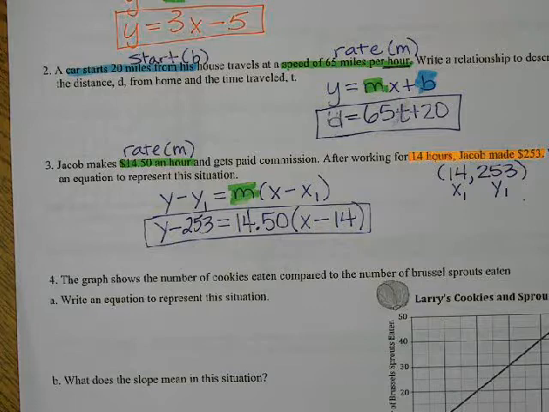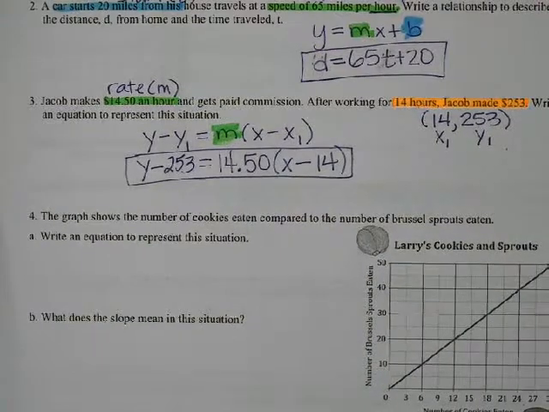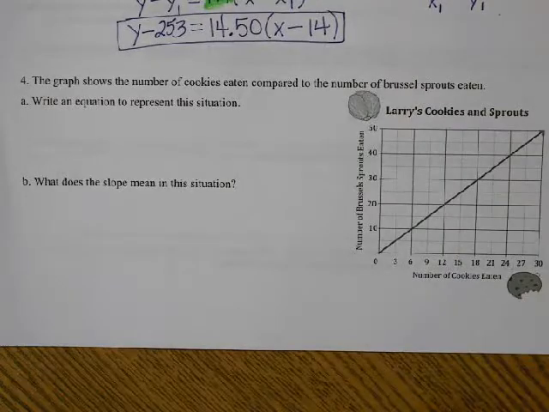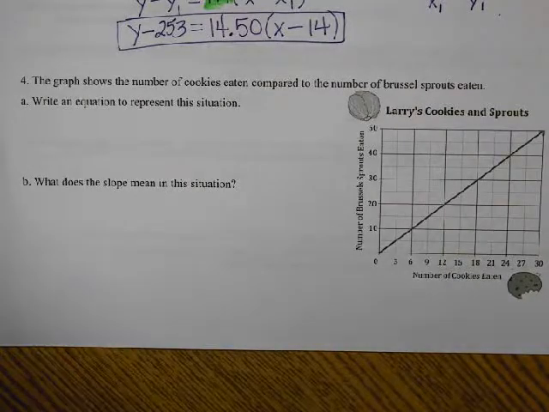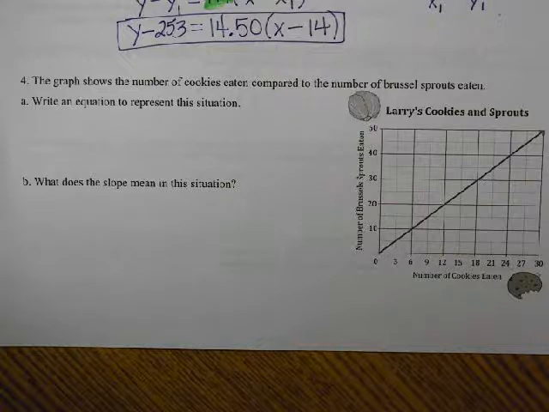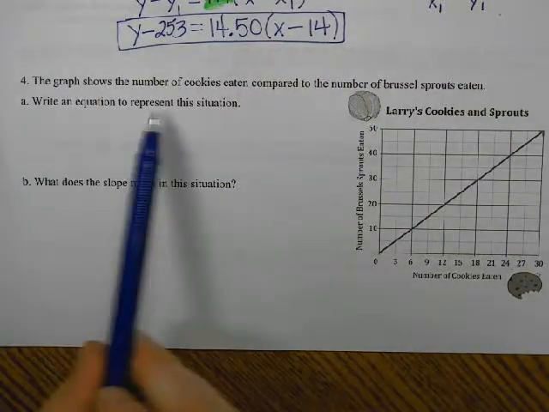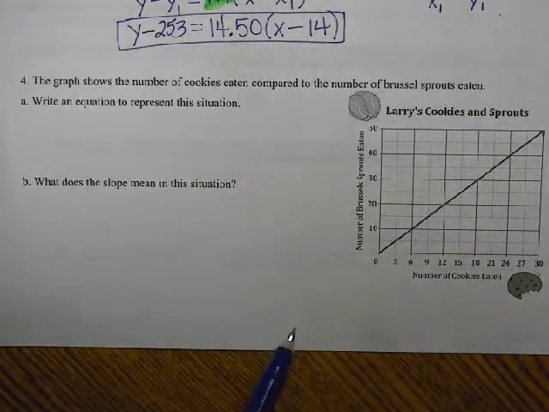All right, number 4. The graph shows the number of cookies eaten compared to the number of Brussels sprouts eaten. Gross. Brussels sprouts are nasty. Or maybe you like them. I think they're gross. But anyways, I guess if you cook them right, they taste pretty good. Okay. So it says write an equation to represent this situation.